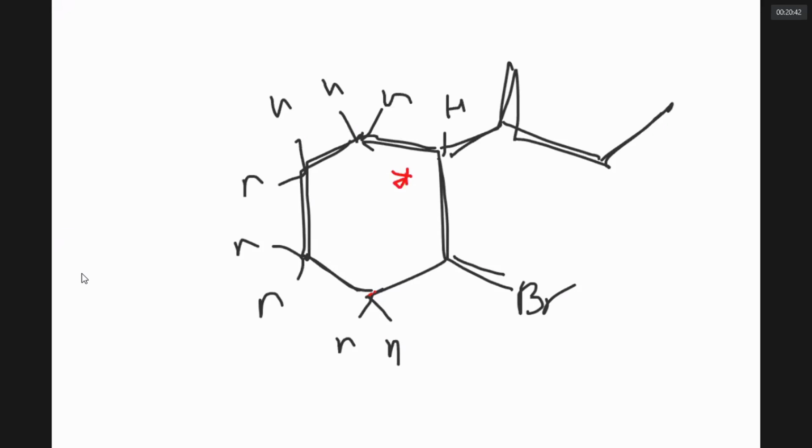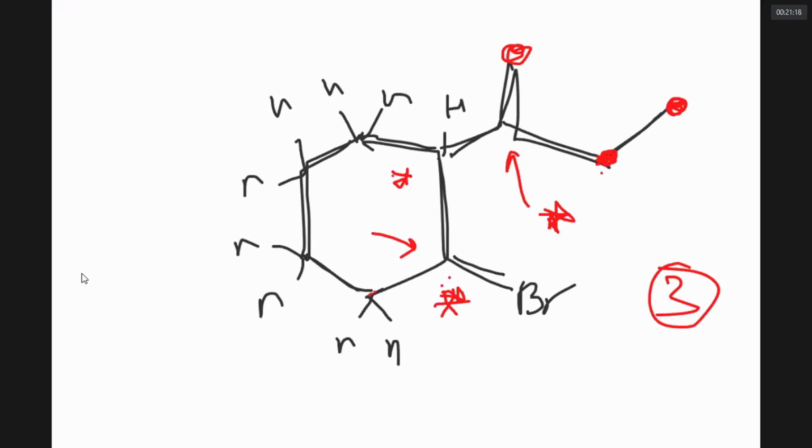What about this carbon? Chiral. What about this carbon? Chiral. This carbon is chiral, this carbon is not a chiral. So how many chiral carbons? Three. This is the IIT mains question.